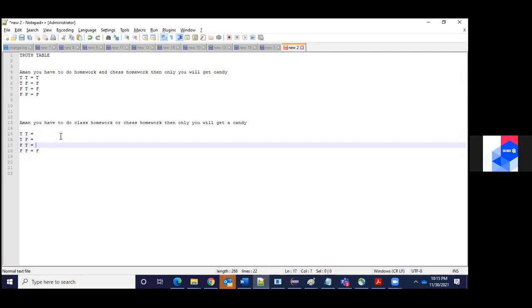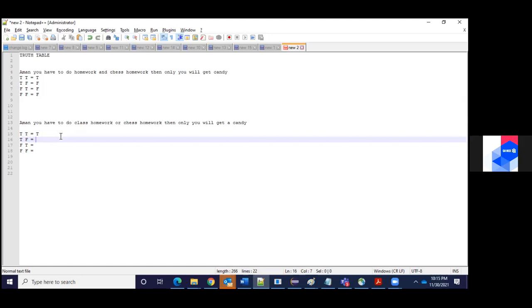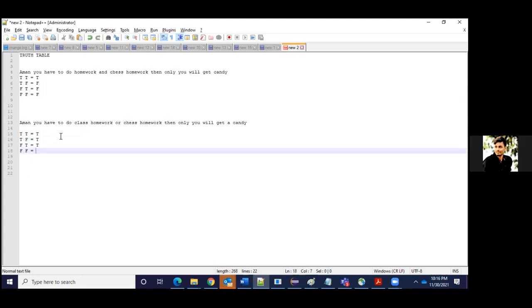Now tell me here. If he does his class homework or chess homework, shall I give him a candy? If he does both things, chess homework and class homework, shall I give him a candy? Yes. If he does class homework and he did not do his chess homework? Yes. And the same way, if he did not do his class homework and he does the chess homework, shall I give him a candy? Yes. In the same way, if he did not do both, then shall I give him? No.